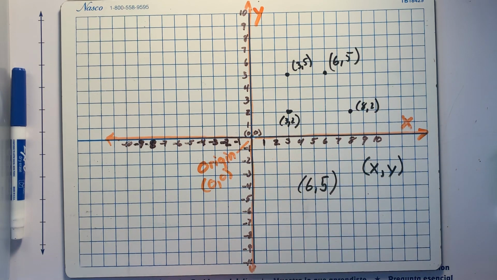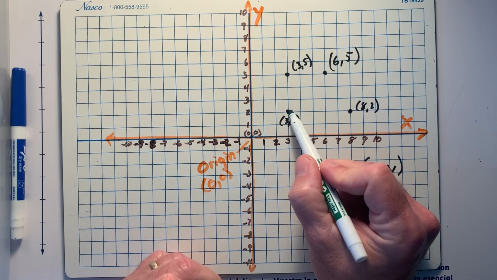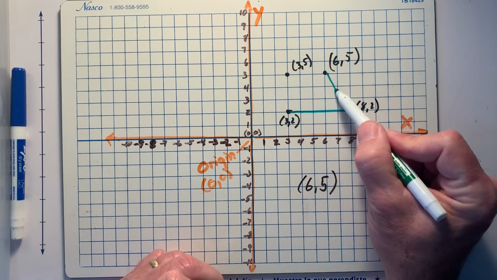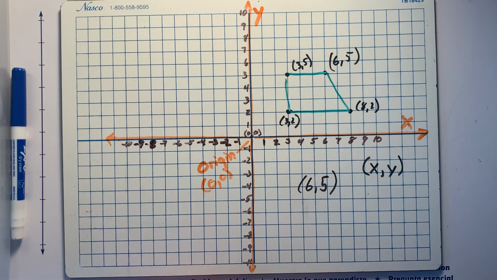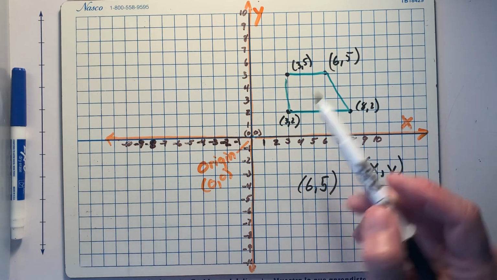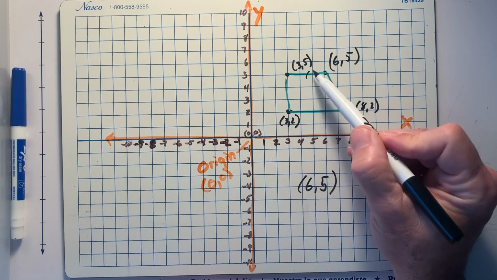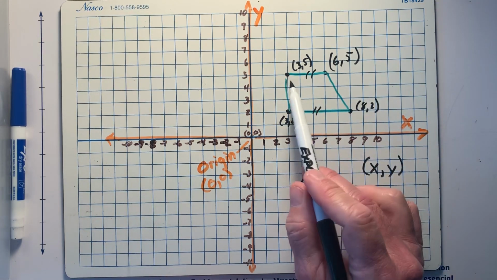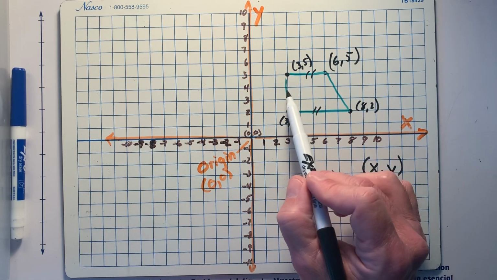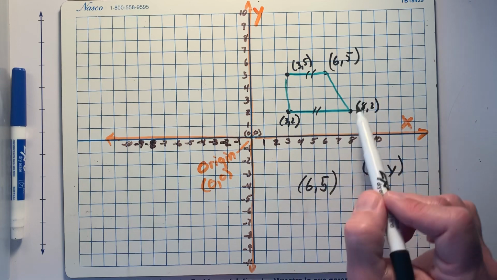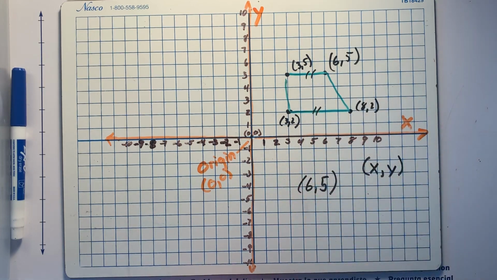But if we connect these lines, you will notice we have made a trapezoid. Our trapezoid has 2 parallel lines, 1 pair, 2 lines that are parallel, and we have 2 lines that are not parallel, but we have 4 sides, so we have a quadrilateral, and you have drawn on a coordinate grid.